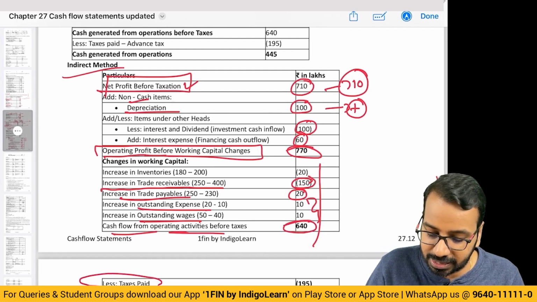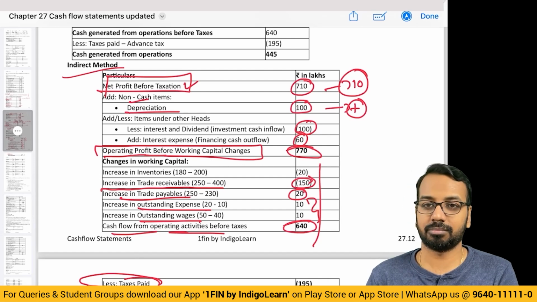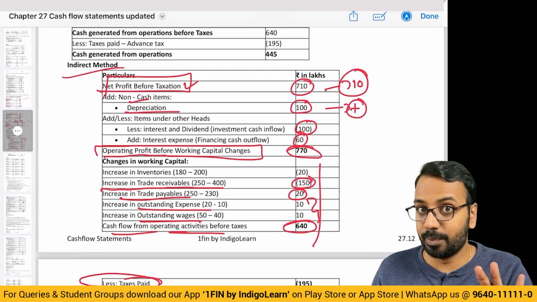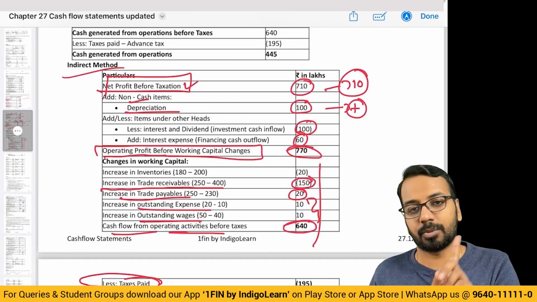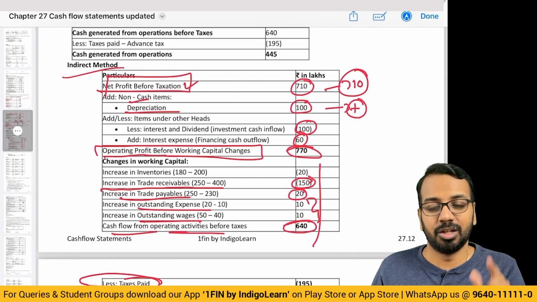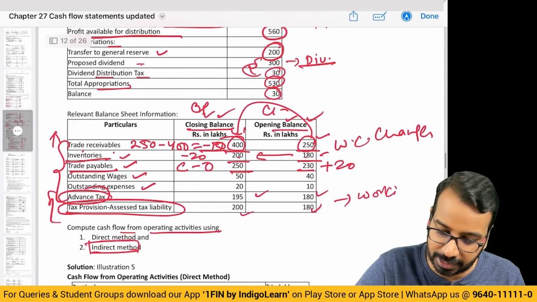Then we have taxes paid, where a lot of us actually get stuck. So how do we handle tax payable? Simple, I'll give you two ways. One is preparation of an advance tax account and a provision for tax account. If at all you get stuck, you prepare a combined account, and that will solve the problem. Now here, let us see what has happened.